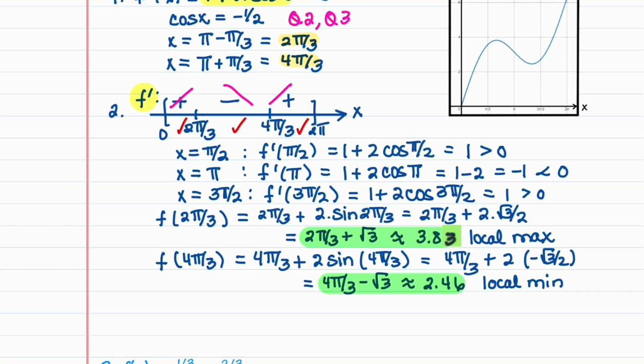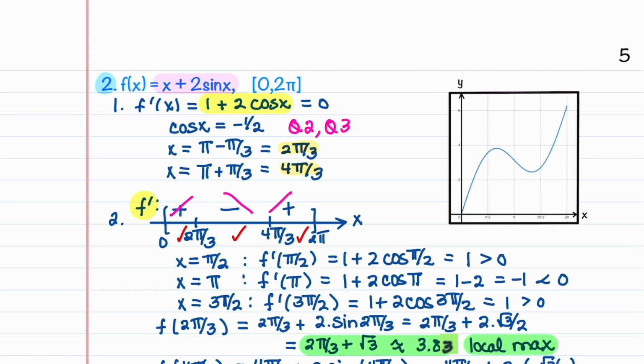Let me go ahead and highlight local max and local min, and then let's go back up and let's look at our graph. Our critical points were 2 pi over 3 and 4 pi over 3. That is at this point and at this point. And we can see that we have a local max at 2 pi over 3 and a local min at 4 pi over 3.